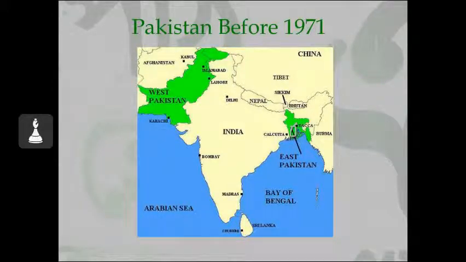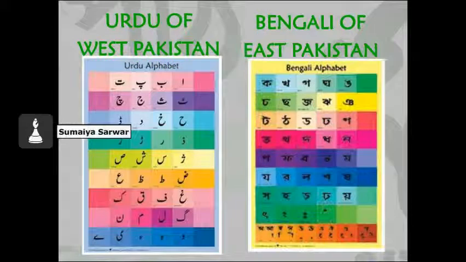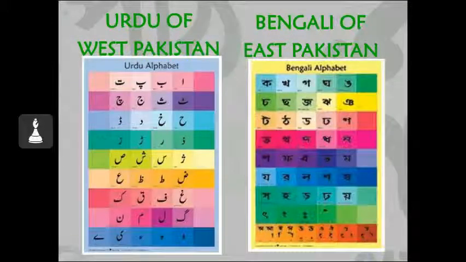Even though these two countries were part of the same country, the cultures and the languages of these two areas were very different. In West Pakistan, the majority of the people spoke Urdu, which is this lettering on your left-hand side. However, in East Pakistan, or current-day Bangladesh, the majority of the people spoke Bengali, which is on your right. As you can see, the letters in both languages are extremely different.